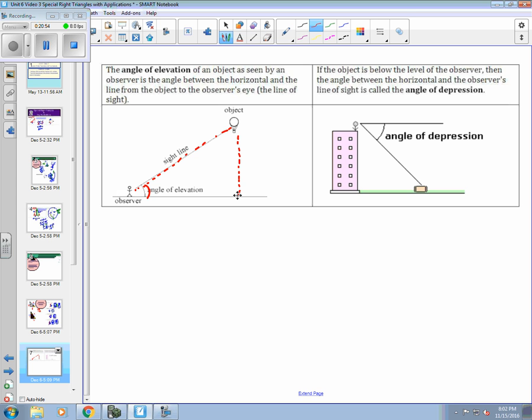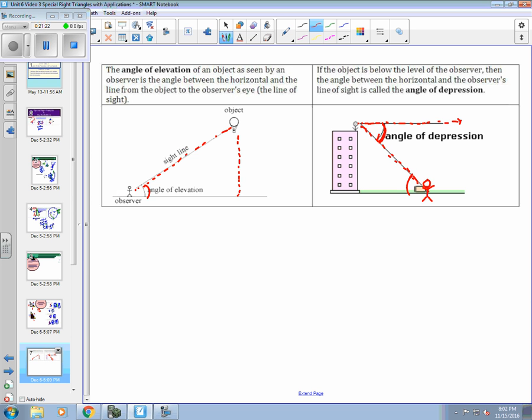A different situation is where you have someone higher up than what they are looking at. In this one, this person standing on the building, if they were looking horizontally straight ahead, the amount they have to rotate down to see an object below is called the angle of depression. One thing we should notice with these two angles: say there was somebody else down here looking up at this person, there's an angle of elevation as well.